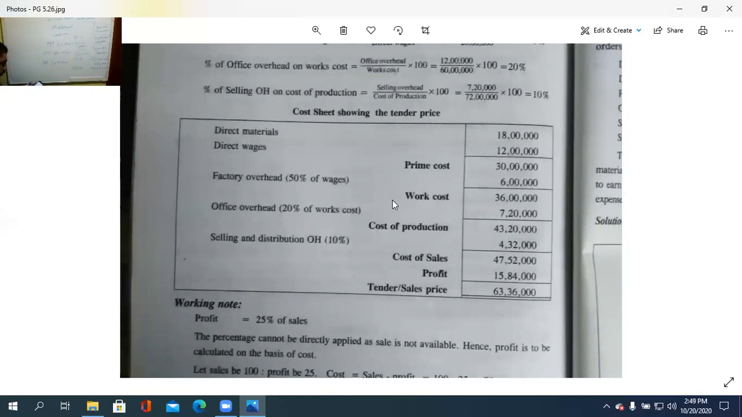So 47,52,000 into 25 divided by 75. So how much is it? 15,84,000. So this is the profit.